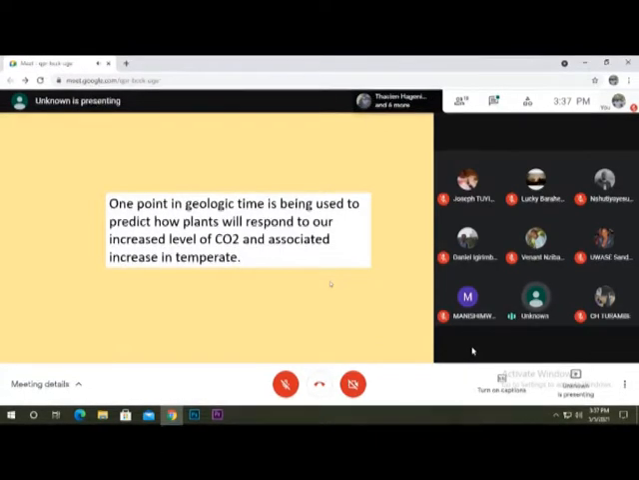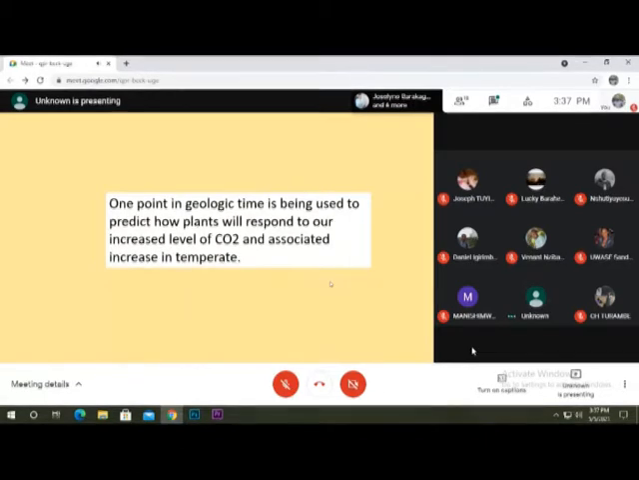But this period of time is going to be very important, because this period of time is being used to predict what is going to happen to floras, not just here in the United States, but other places in the world when you increase carbon dioxide and you increase temperature.